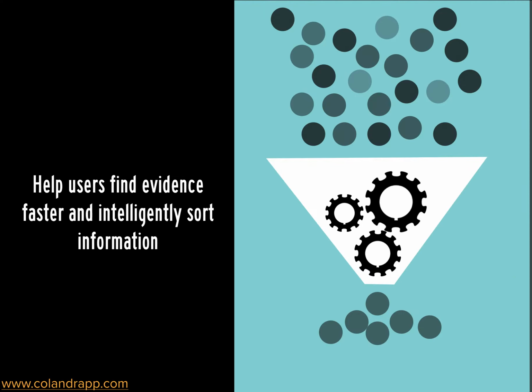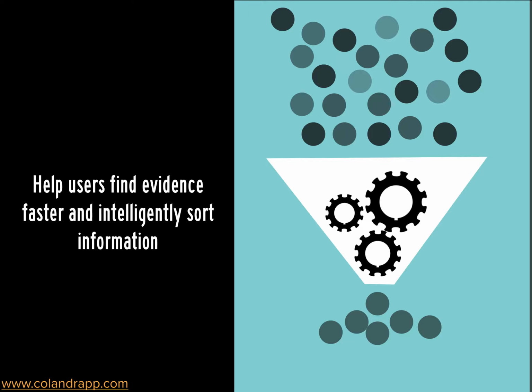Colandr uses computer assistance at two stages of the evidence review process. First, it helps users find relevant evidence faster by employing a machine learning process that dynamically learns what is relevant to the individual user and intelligently sorts citations by their relevance. Colandr then employs machine learning and natural language processing to assist users with sorting and labeling of relevant documents.